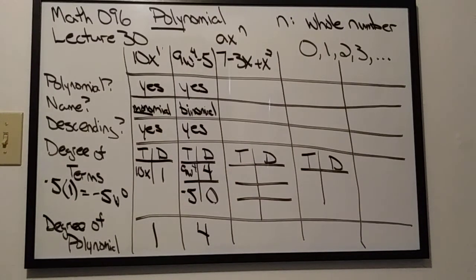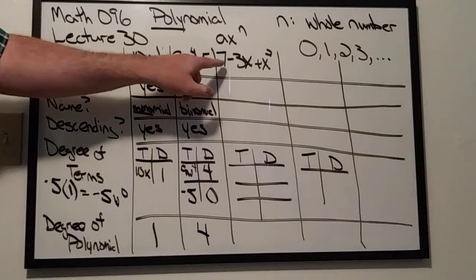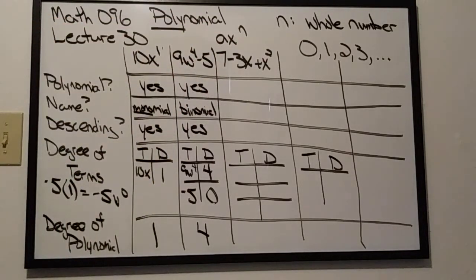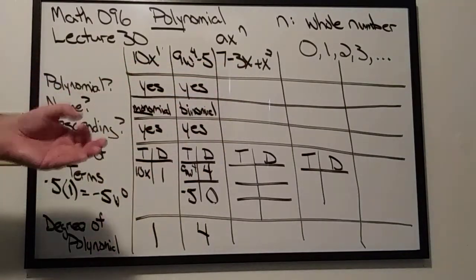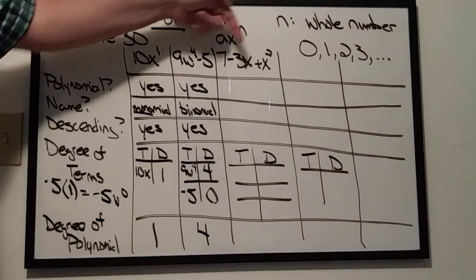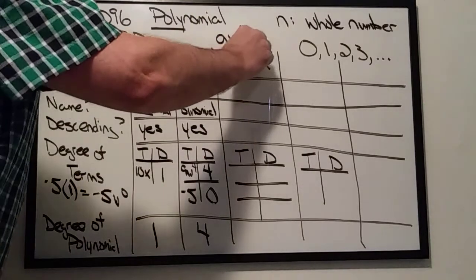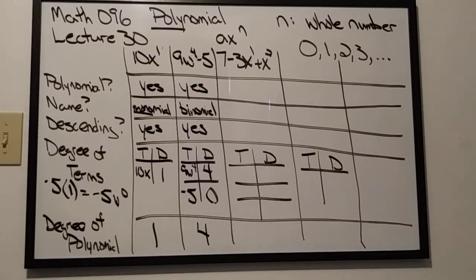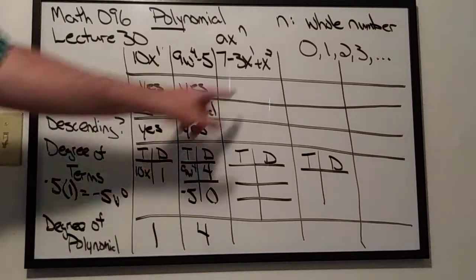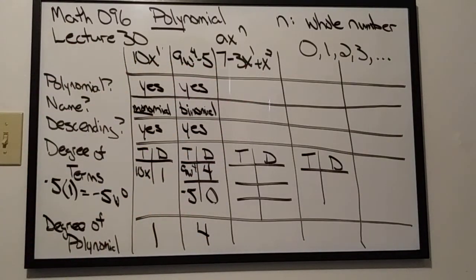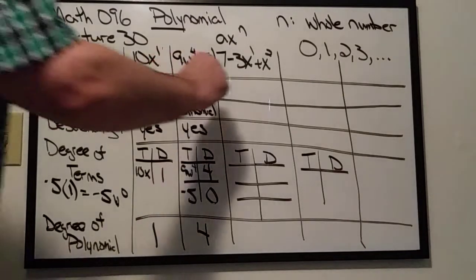Now, once again, I have to look at each of these 3 terms and ask those same questions. So 7, yes, that's a real number, everything's fine there. Negative 3x. Negative 3 is real, and the power of 1, again, I can write that, is a whole number. So n is a whole number, everything's good there. And then finally over here, we have a real number as our coefficient of 1, and we have a whole number for our exponent of 2. So everything is going fine on every single one of those terms. So yes, that is a polynomial.